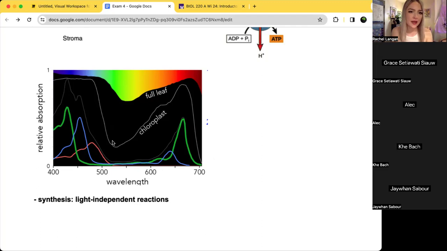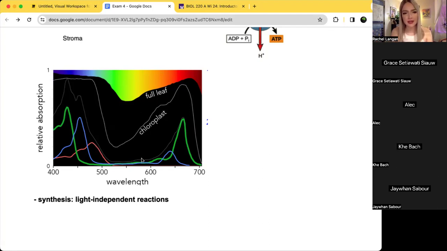And then the reason why the overall absorption of the chloroplast is a lot more broad than individual pigments is because the chloroplast has all of those different pigments. So it's able to absorb more wavelengths of light. The reason why the full leaf can absorb way more light than individual pigments, like why is it able to absorb 550 nanometer light when the individual pigments seem really bad at that?